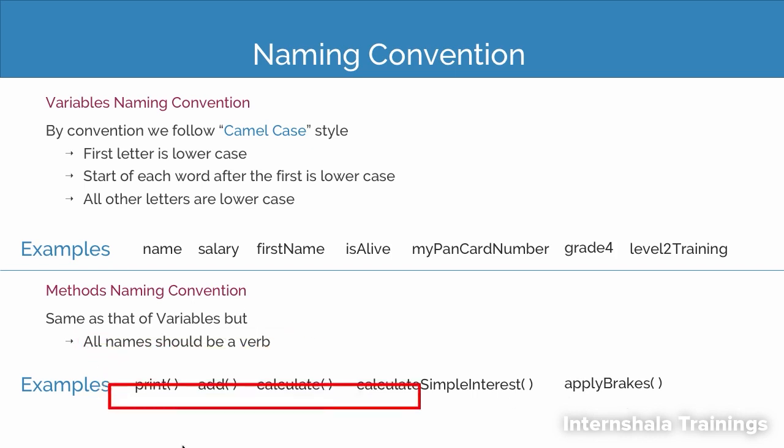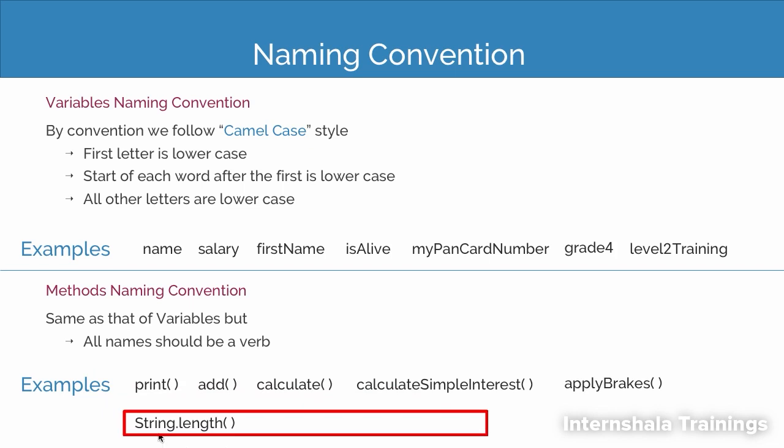But in Java, if you notice, we had something called string.length, our main function, and also we had the scanner.nextInt method, nextFloat method, and so on, right? If you notice here, the length, main, and nextInt, all these three method names are not verbs. But as per the convention, we said that all names should be verbs. So why do we have length, main, and nextInt which are not verbs?